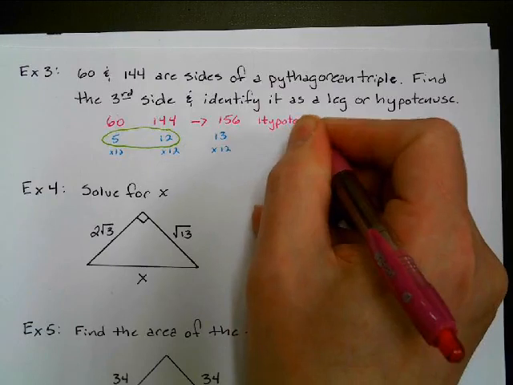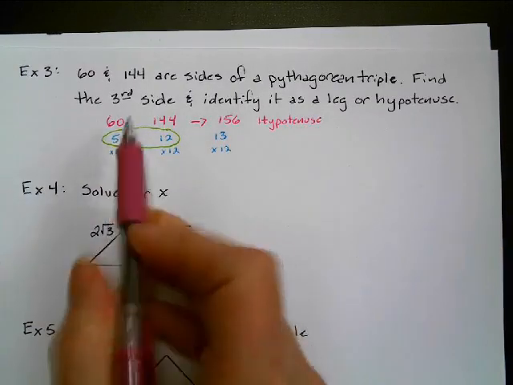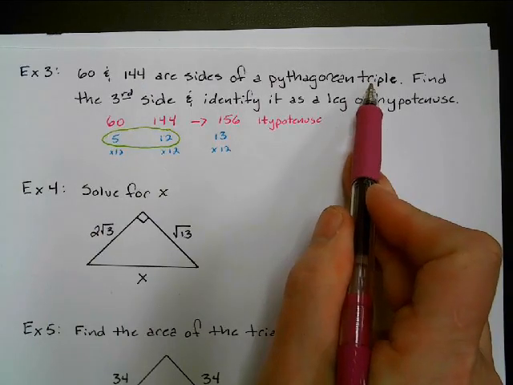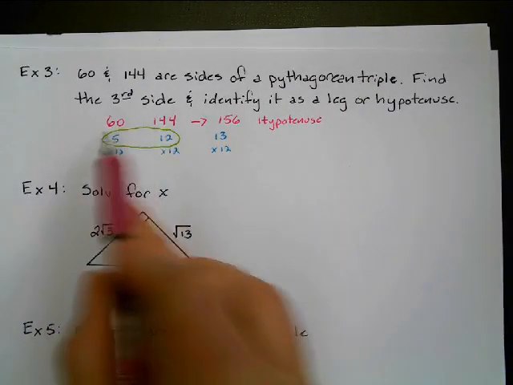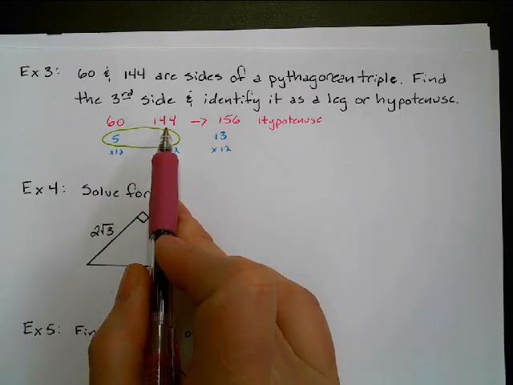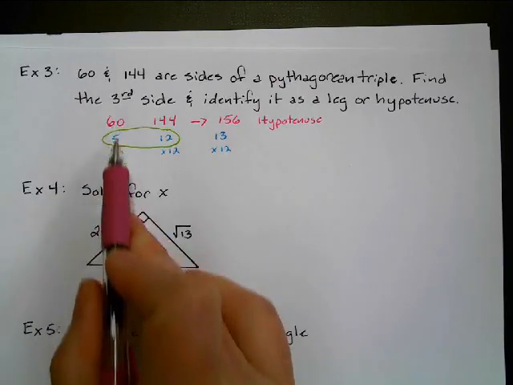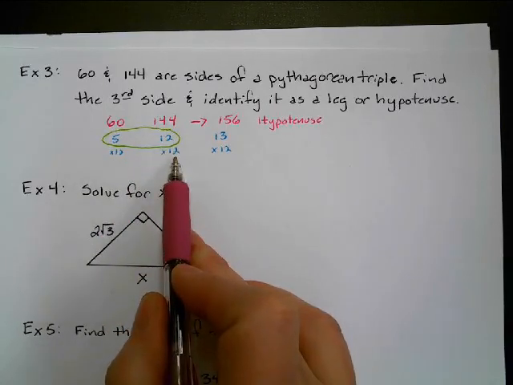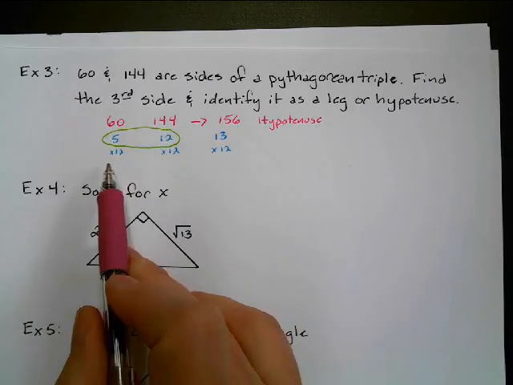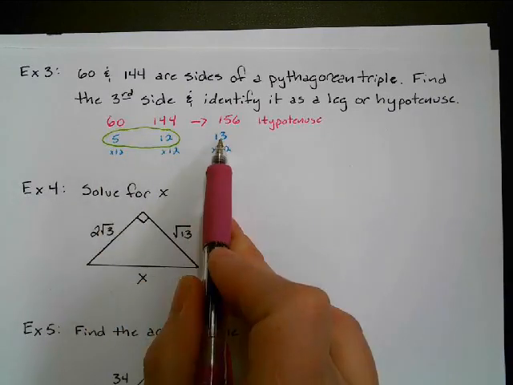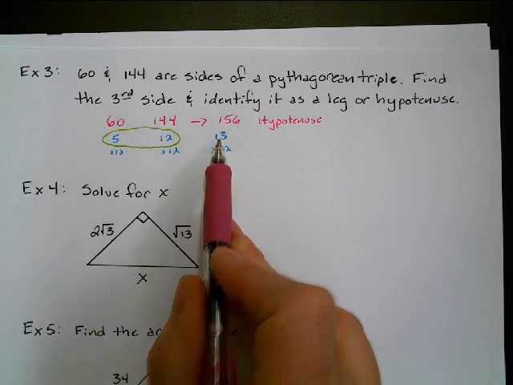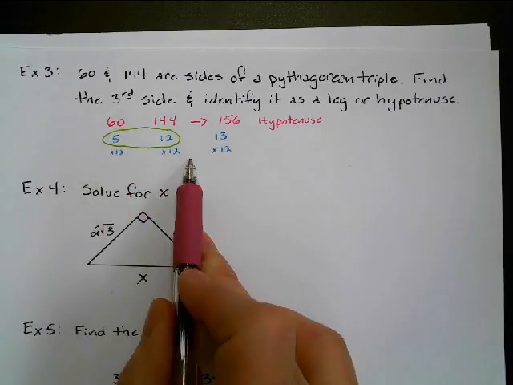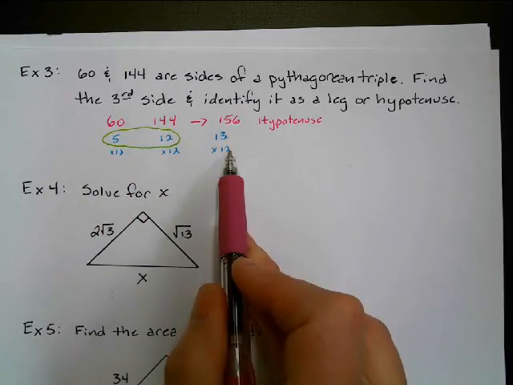So basically what I did is I took my two original numbers they gave me. I knew it was a triple. I figured out what the common factor in 60 and 144 was. It was 12. 60 is 5 times 12, 144 is 12 times 12. So I know that one of my patterns is a 5, 12, 13 triangle. So that means this last number, since all of these are a 5, 12, 13 multiplied by 12, my last number should be 13 times 12, 156, making it the hypotenuse.